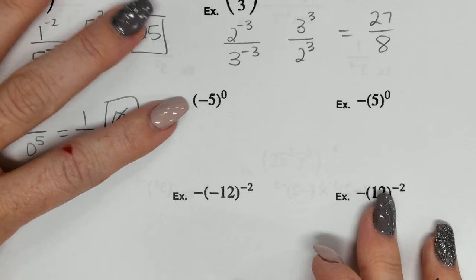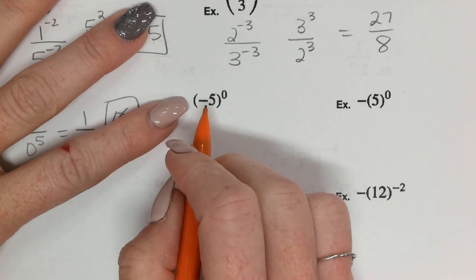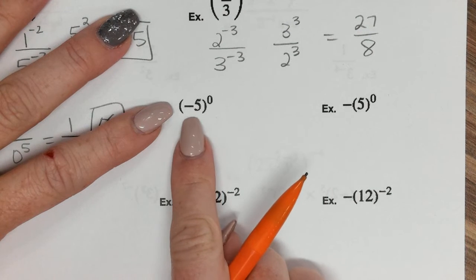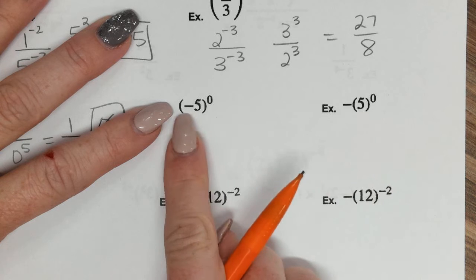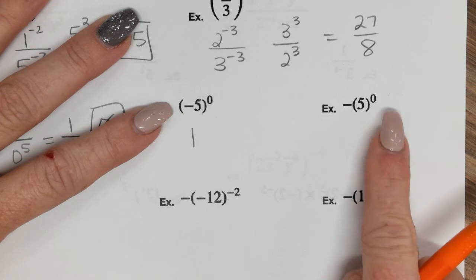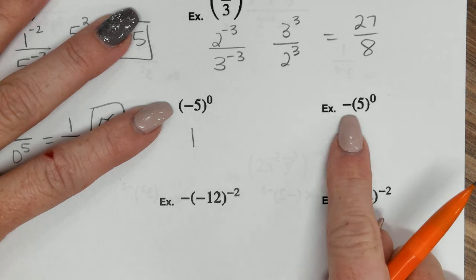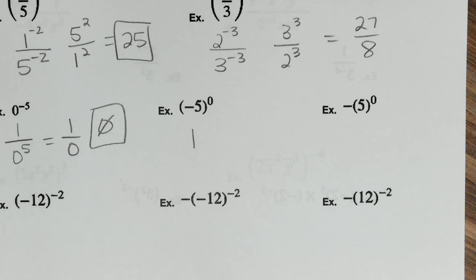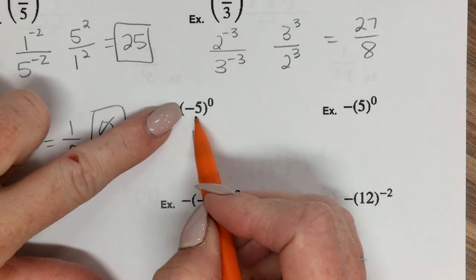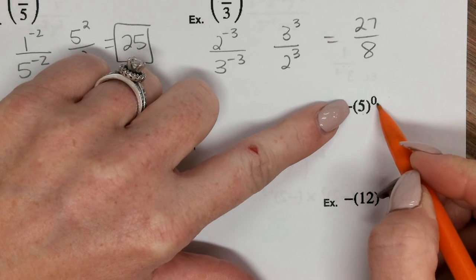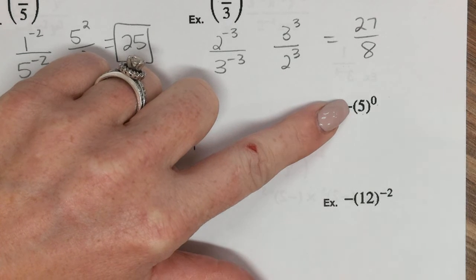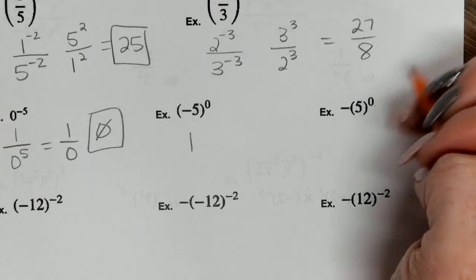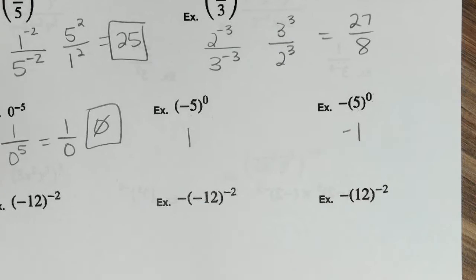All right, next one. Negative 5 to the 0 power. 1. What's the difference between this one? This one has the negative on the inside, and this one has the negative on the outside. Remember, we learned last week that when the negative is on the outside, you simply just leave it in your answer. Yes? This is negative 5 to the 0 power. This is 5 to the 0 power, and then make it negative. Okay? All right, so your answer would be 1, and then you would bring the negative sign down.